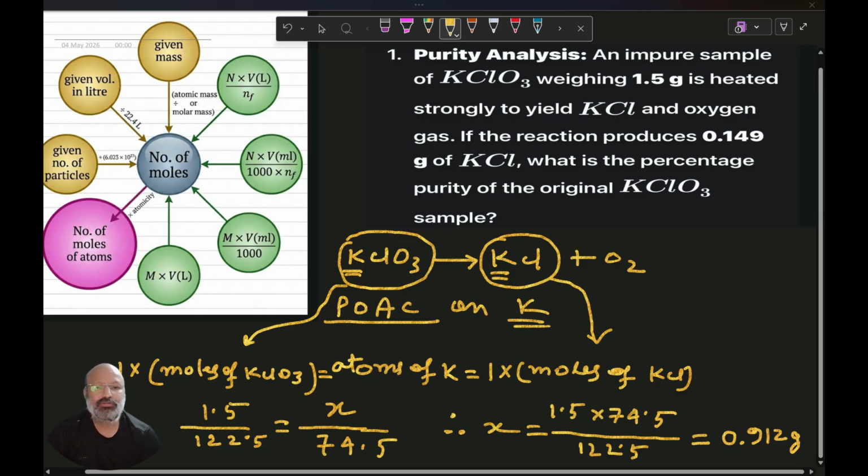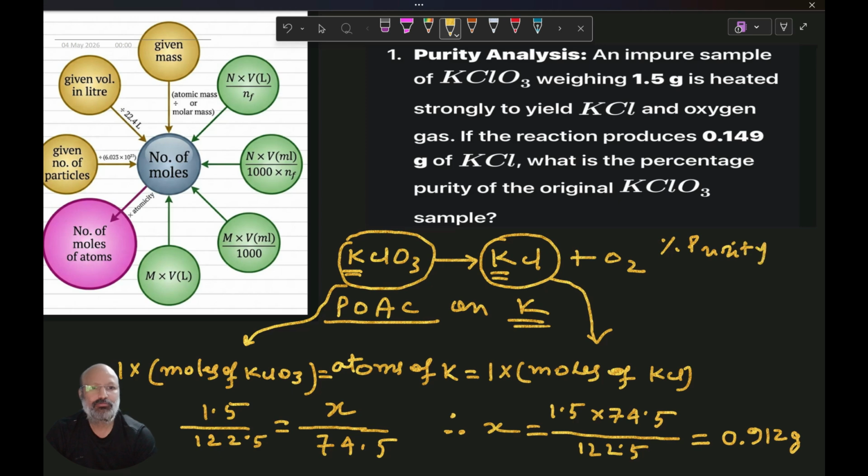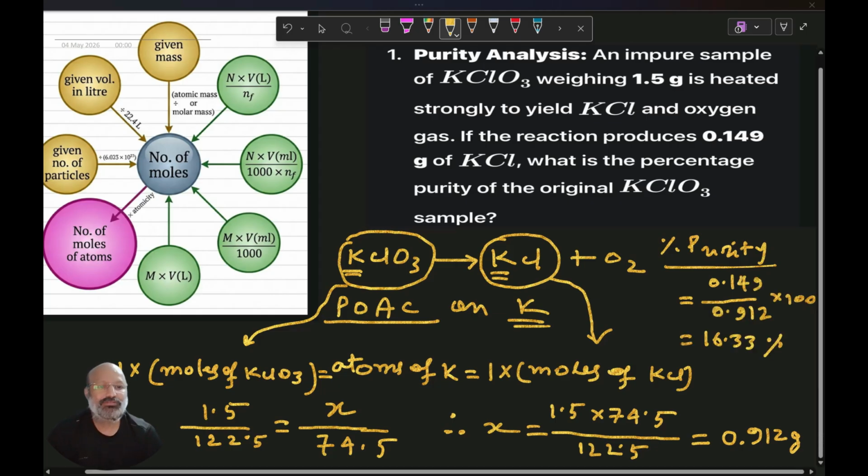Now our job is to find out the percentage of purity. There is a little space left, so I'm just calculating that. Percentage of purity is equal to experimental mass, 0.149, over the theoretical mass. So the answer is 16.33%. Now, before going to another sum, let's explain it once more.